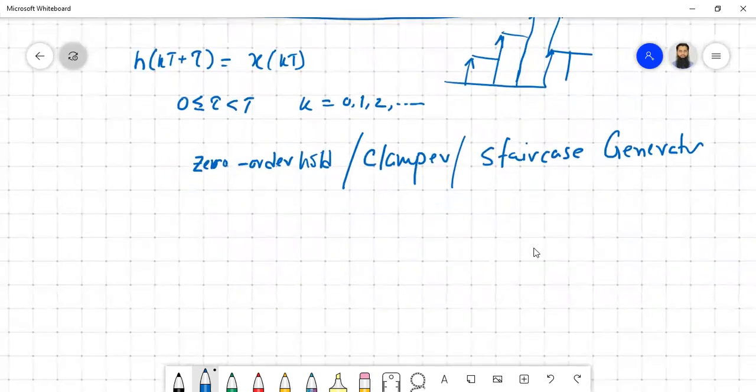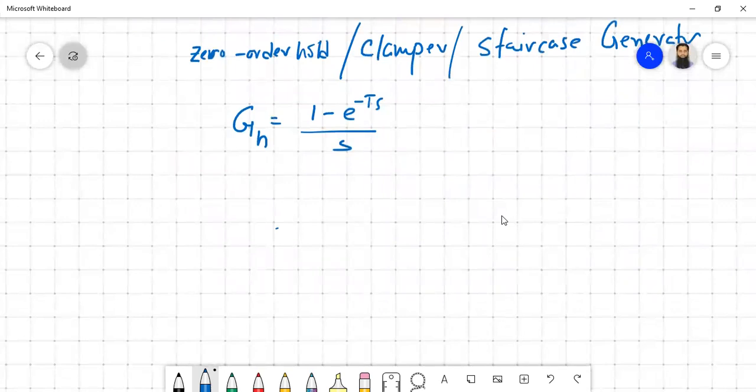So the transfer function of the zero order hold is given as G_h(s) equal to (1 minus e to the power minus Ts) by s. So this is the transfer function of the zero order hold. Let us now try to prove this one.